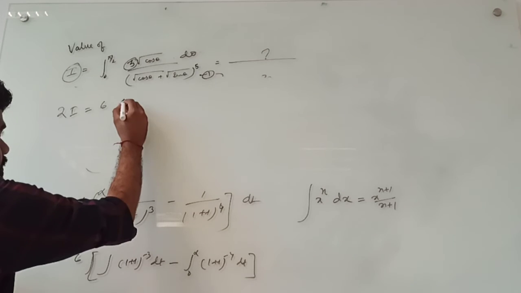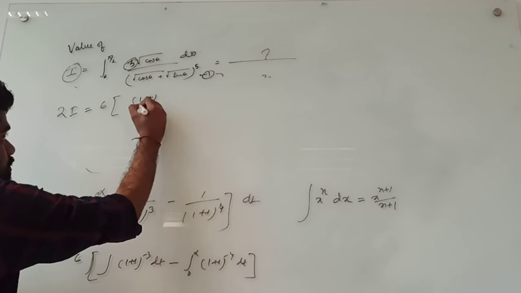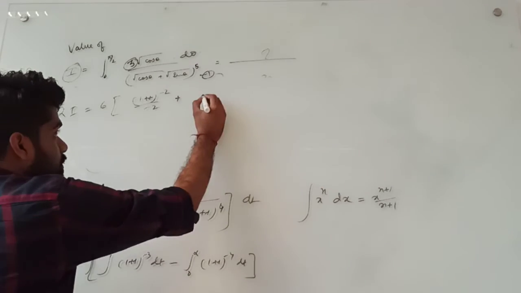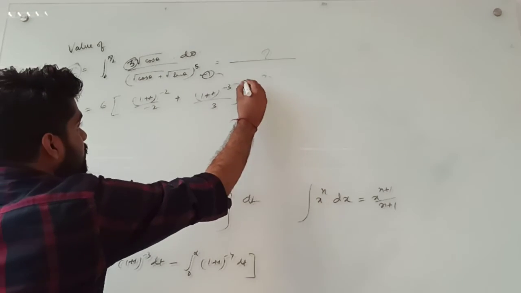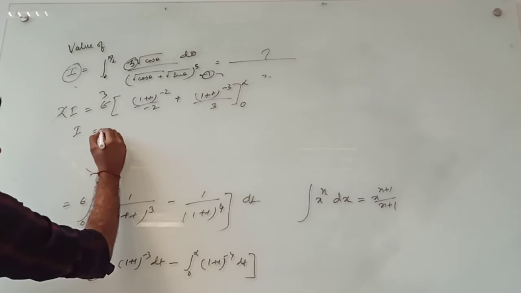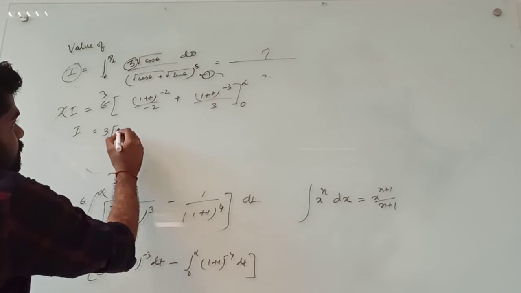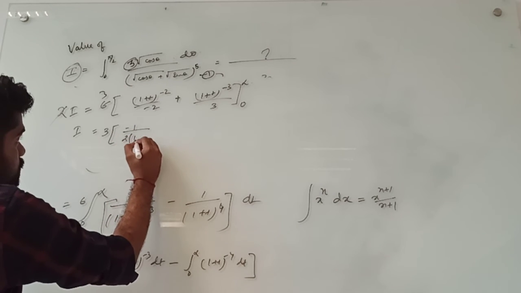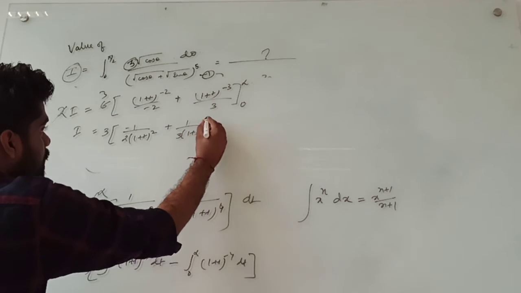2I is equal to 6. After integrating this one, it will become 1 plus t to the power minus 2 by minus 2, and this is already minus, so minus and minus will become plus, and it will become 1 plus t to the power minus 3 by minus 3, so I can write 3. And it needs to be integrated from 0 to infinity. Correct? Am I correct? I'll cancel this one. This will become 3. So I is equal to 3. Now I'll try to put the limits. So let's simplify a bit. This I can write like this: minus 1 by 2 times 1 plus t square, plus 1 by 3 times 1 plus t whole cube, from 0 to infinity.